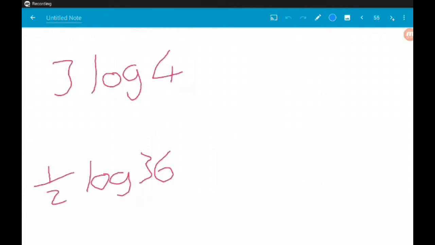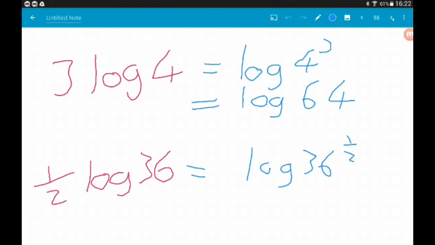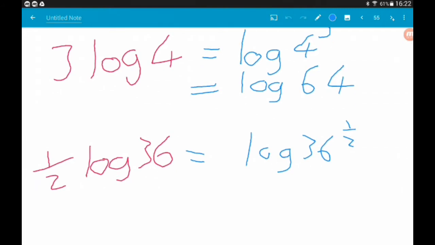Let's chuck some numbers in. So first up we've got 3 log 4. Now this is log of 4 to the power 3, which is log 64. And then the second example, 1/2 log 36 is log 36 to the power of 1/2, which of course is square rooting 36, so it's log 6.